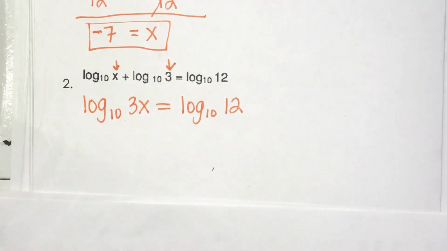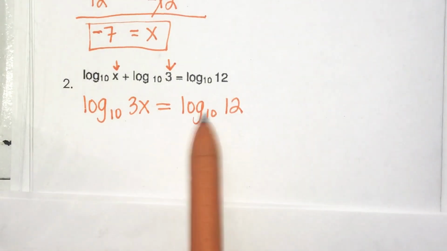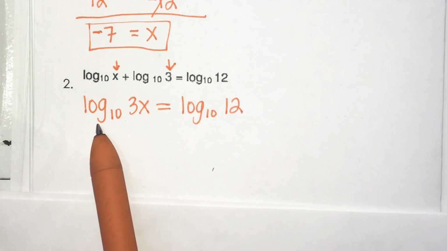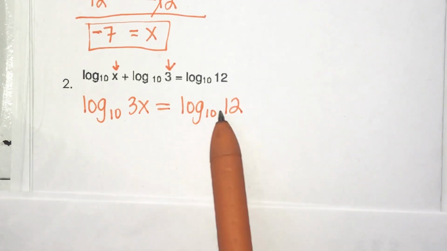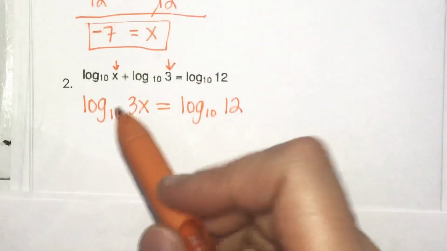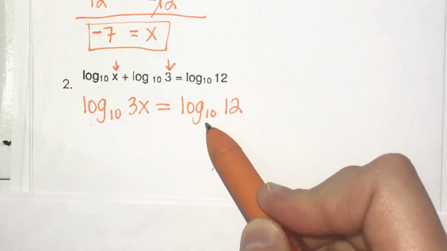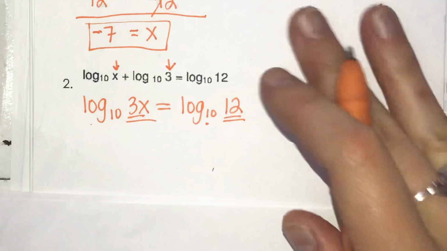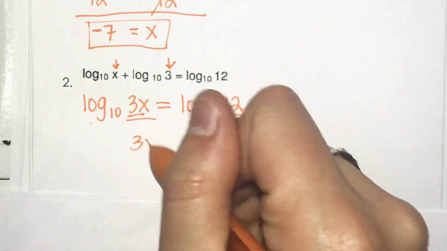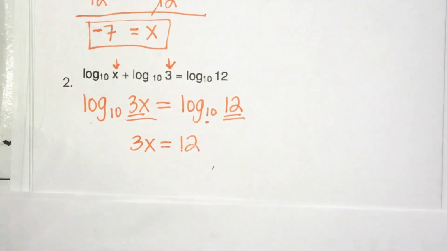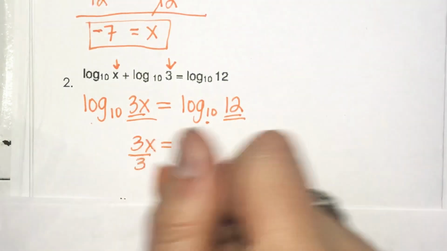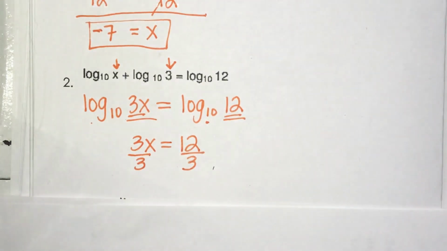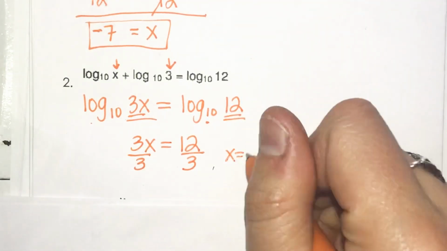Now here's the really cool part. When you've got logs that are exactly the same, they cancel each other out and you're just left with the results. Because this is log base 10 and this is log base 10, the same base, I just go with what my result is. So I've got 3x equals 12. And then all I do from here to solve for x is divide by 3. I get x equals 4.